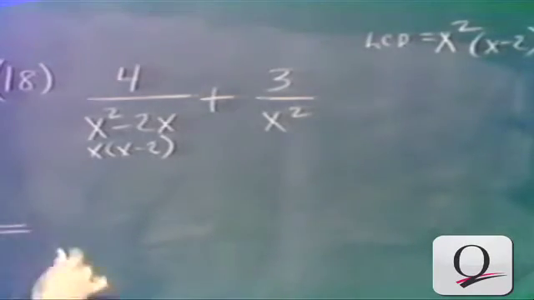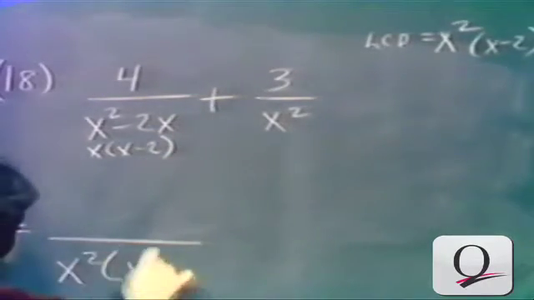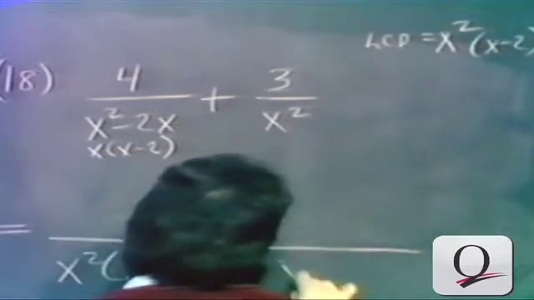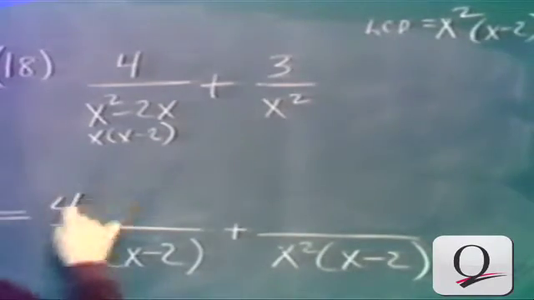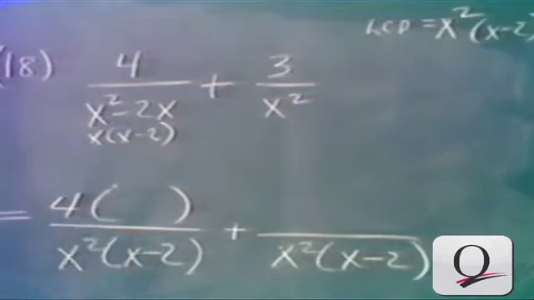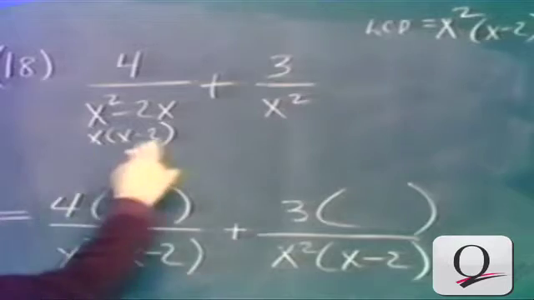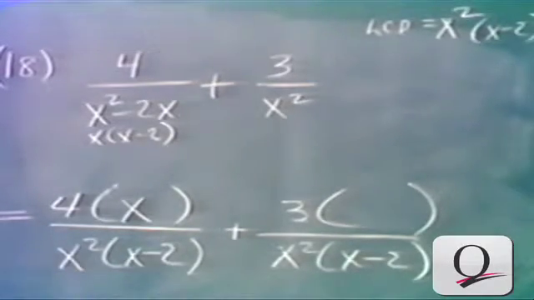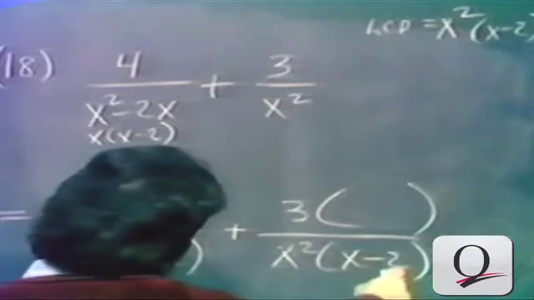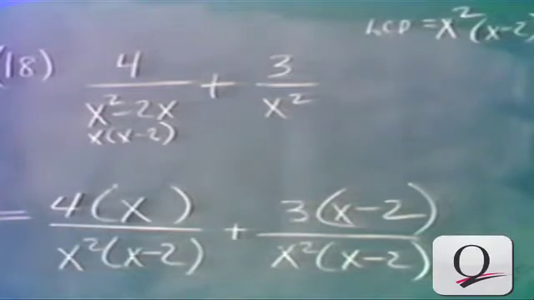So we're going to build fractions equivalent to these, each having denominator x squared times x minus 2. In each case, we ask ourselves, what did we do to the denominator to get this denominator? We multiply the numerator by the same quantity. To go from x times x minus 2 to x squared times x minus 2, we obviously multiplied by x, so we multiply the numerator by x as well. To go from x squared to x squared times x minus 2, we multiplied by x minus 2, so we multiply the numerator by x minus 2 also.